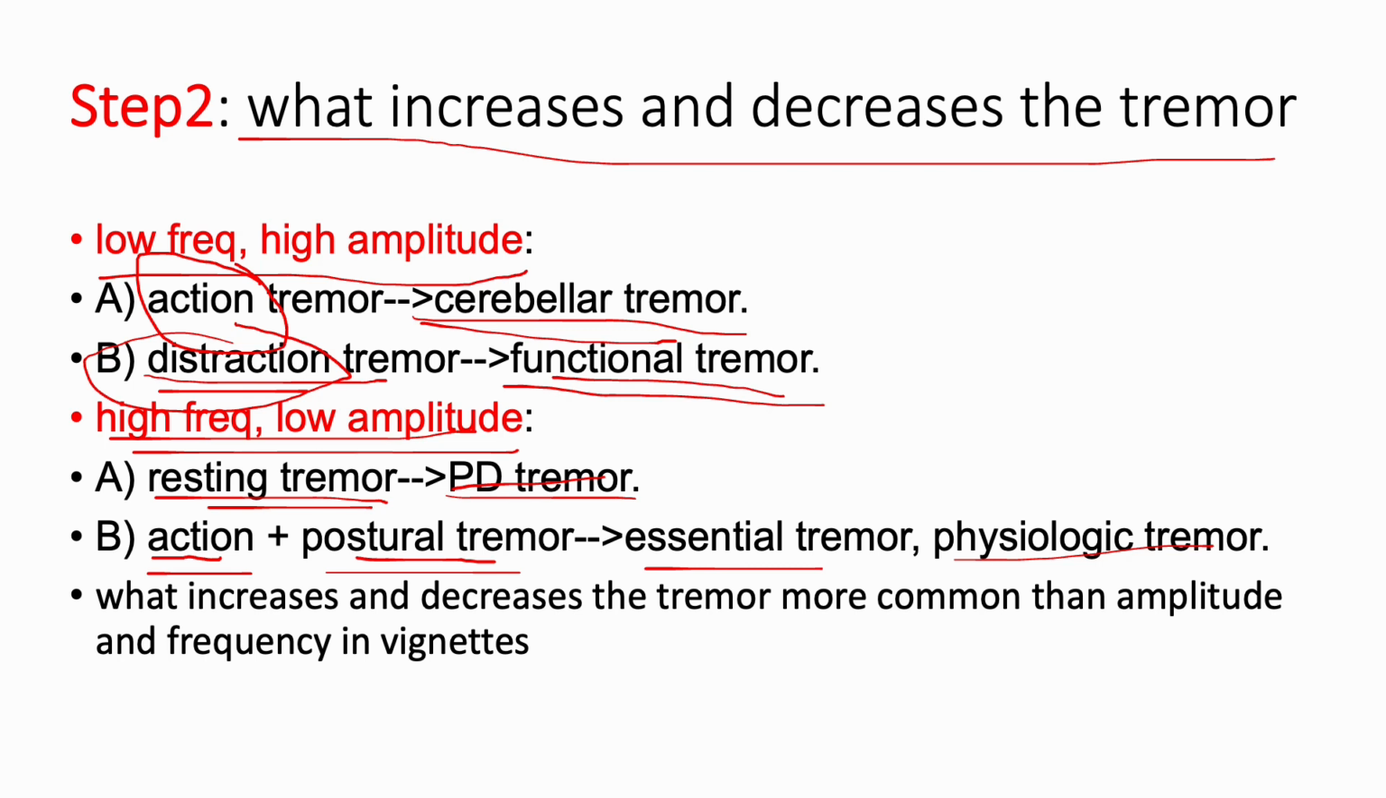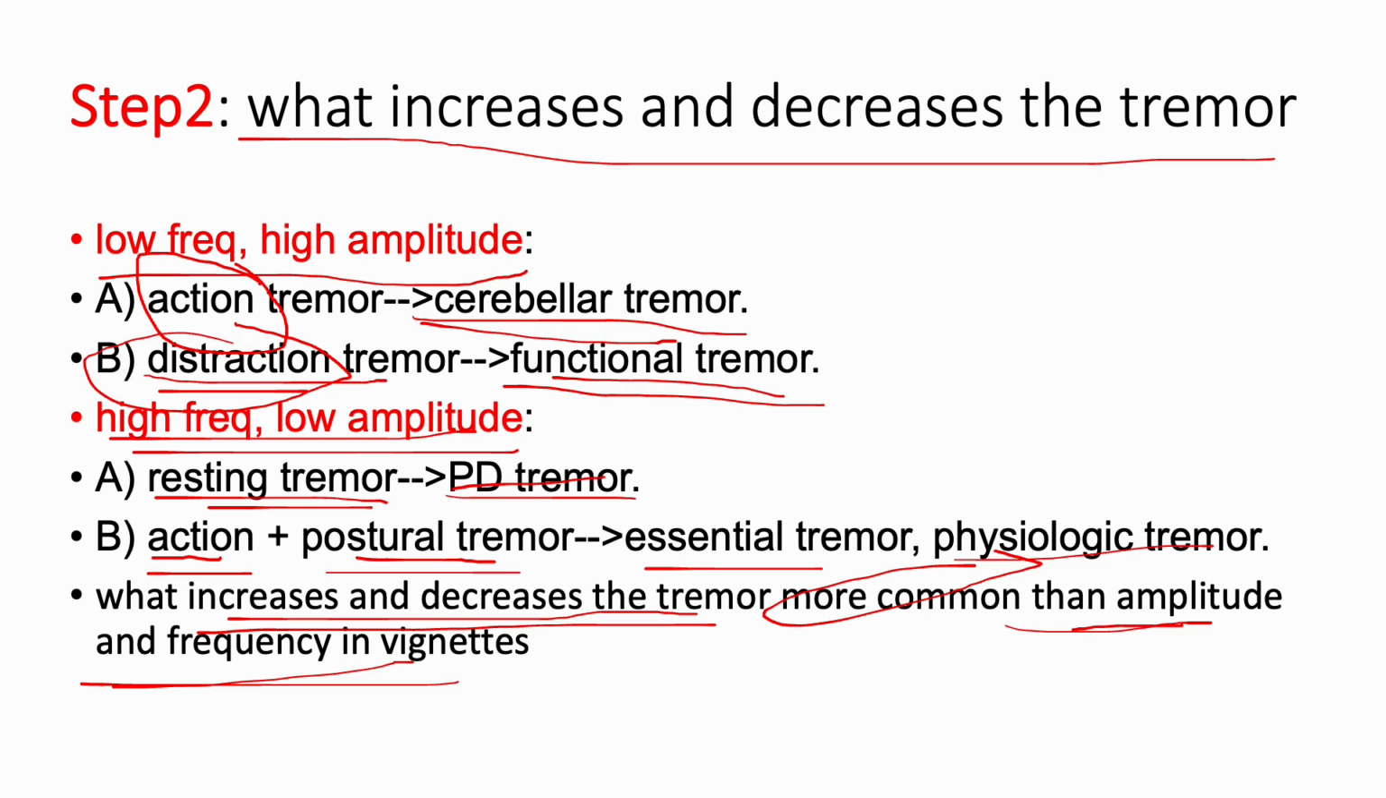Another important aspect that I used to keep in mind is that what increases and decreases the tremor, so the action that changes the tremor characteristics, is more common than the amplitude and the frequency. This means that in the question stem, more often than not, you will see description of action tremor, postural tremor, resting tremor, distraction tremor, but there is no indication of the amplitude or the frequency. So this slide is really important because it sometimes is the only information that you will have in question stems to answer questions on tremor.